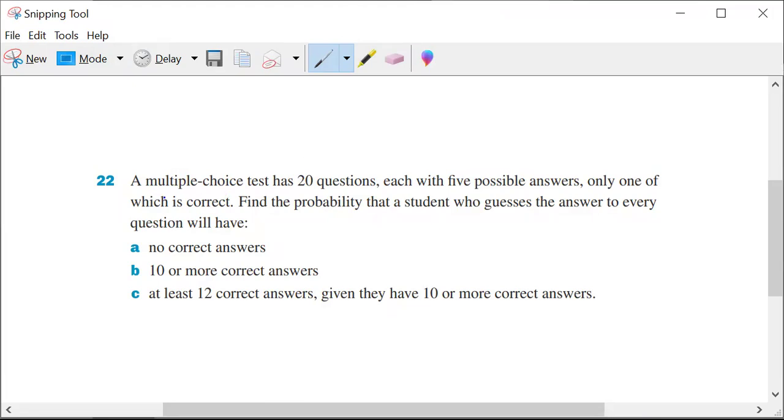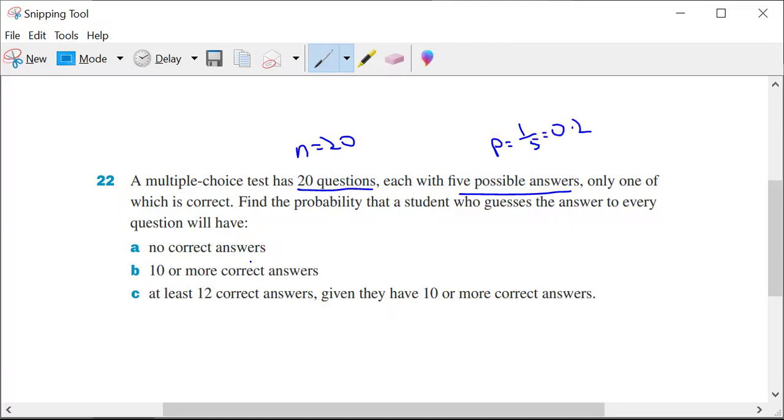So first thing is when we read this first sentence, we can immediately see that a multiple choice test has 20 questions, which means there's 20 trials. And then each with 5 possible answers, only one of which is correct, means our probability of success is 1 over 5, which is 0.2.